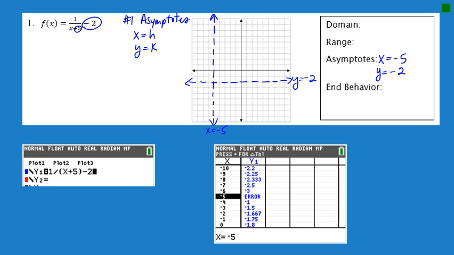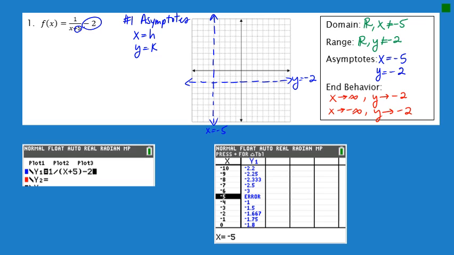So for the domain and the range, it's going to be all real numbers except what your asymptotes equal. So for domain, it's all real numbers except for x equals -5. For range, our exception is y can't equal -2. And then for end behavior, I'm going to have x going towards infinity and -infinity, and both of my y values are going to go towards the y value of the asymptote. So it's going to go towards -2.